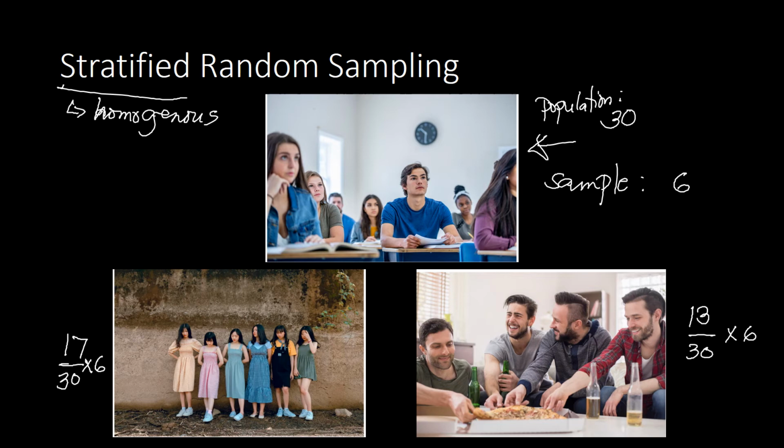And we have that as 3.4. So this is now equal to 3.4. Next one, we go for the boys. We have 13 divided by 30. And then we multiply that one to our 6. So that is now equal to 2.60. Now, you might be wondering, what am I doing here?